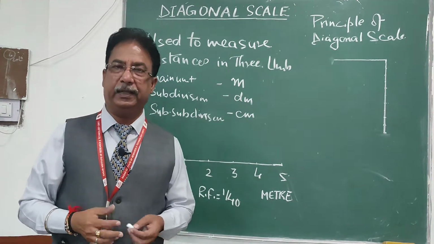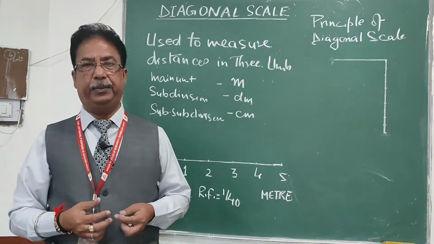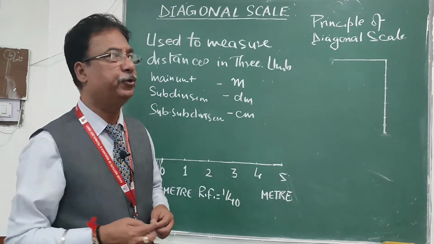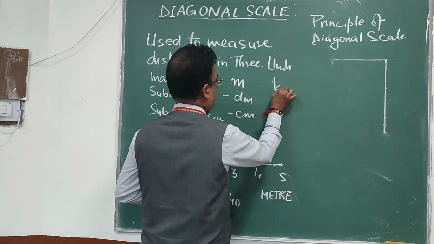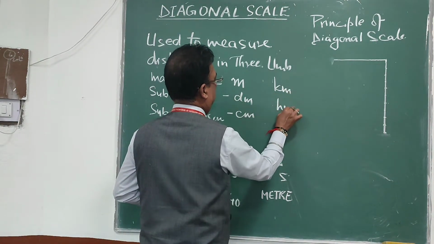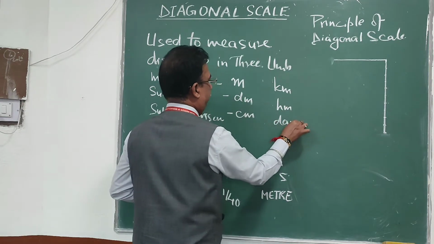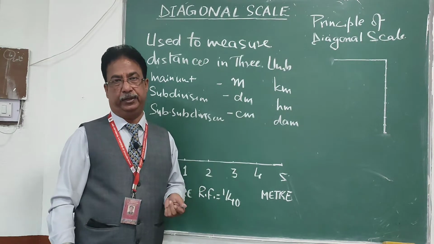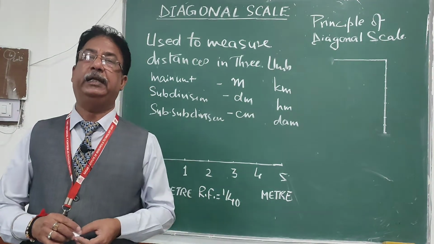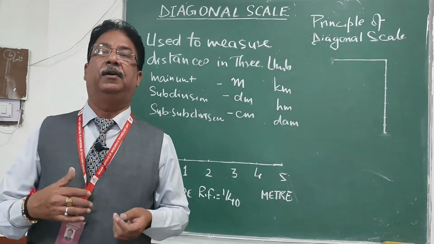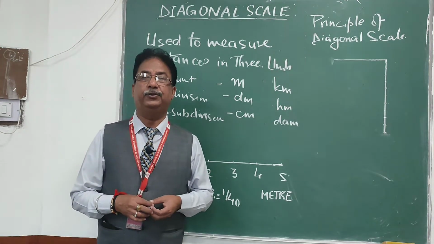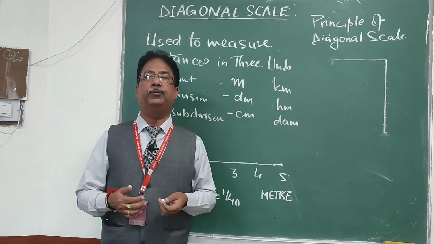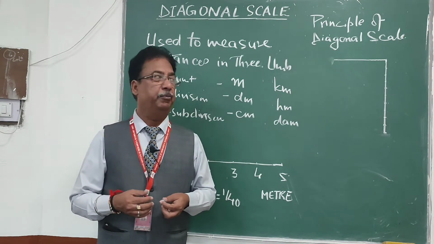If I want to take another example, if the main unit is kilometer, then the sub unit will be hectometer and the next sub unit will be decameter. It means with the help of a diagonal scale, we can go up to the 100th part of the main unit. In the plane scale, as you remember, we can go up to the first decimal part of the main unit, or you can say 1/10 of the main unit. In the case of diagonal scale, we can go up to the 100th part of the main unit.